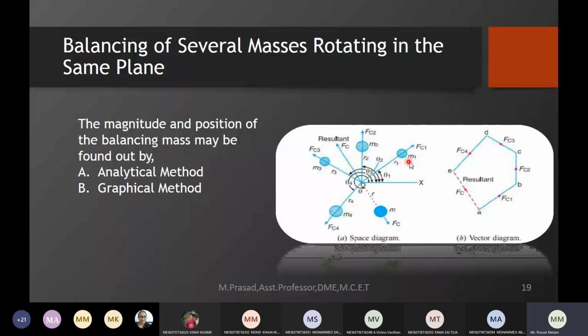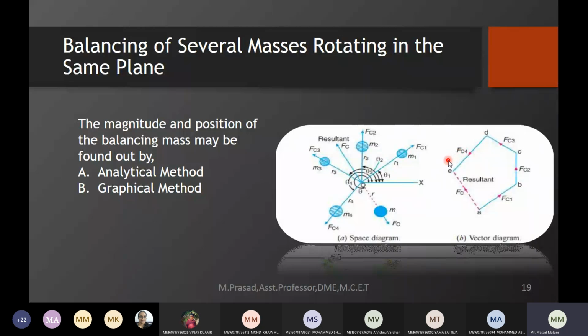You can see how FC1 has been drawn here. First, AB is the vector that shows FC1. The first step is to have the force vectors AB, BC, CD, and DE. This AB represents the force vector of the centrifugal force FC1. This BC represents the force vector of the centrifugal force FC2. This CD represents the force vector of centrifugal force FC3. And this DE represents the force vector of the centrifugal force FC4.